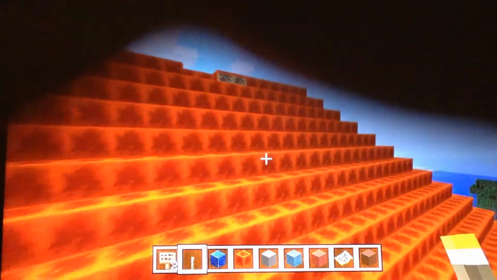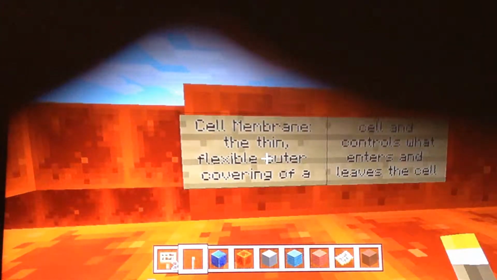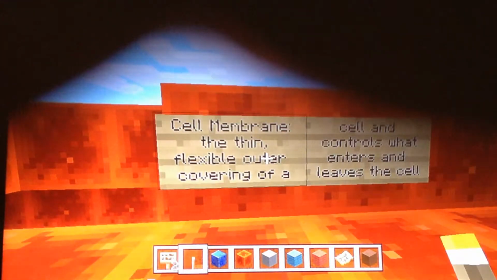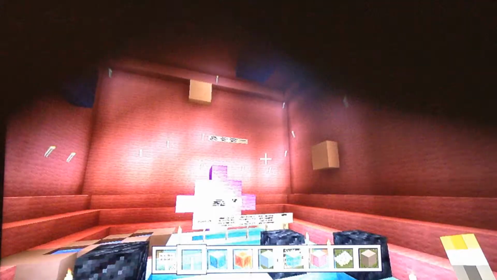And here you can see this is the outside. I made it into the best circle shape I could. And this is the cell membrane, also known as plasma membrane and many other names. The cell membrane is the thin, flexible outer covering of a cell, and it controls what enters and leaves the cell. And as you can see, it's the whole entire outside of the cell. It's behind this reddish pinkish wall here too.